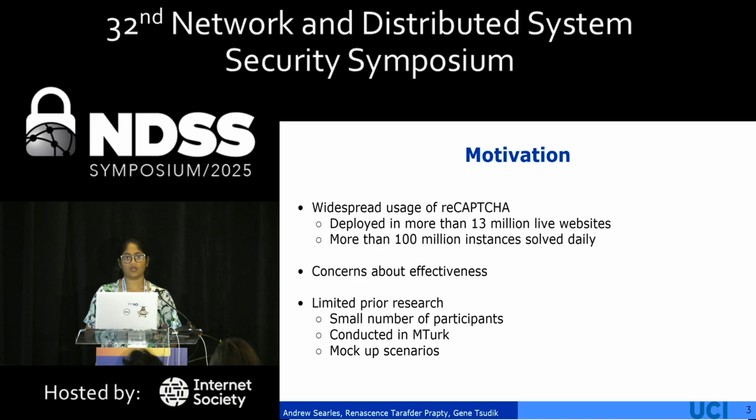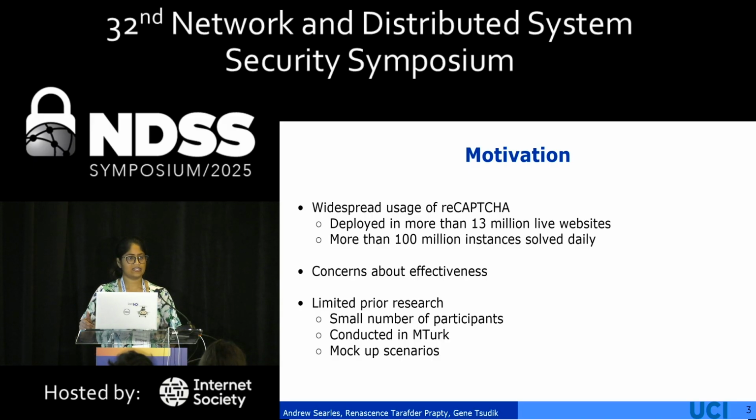Now let's talk about the motivation behind this work. reCAPTCHA is deployed in millions of websites. Every day, more than 100 million instances of reCAPTCHA are solved. Anybody who has solved an image CAPTCHA knows that it is time-consuming and annoying. Moreover, there are successful attacks against CAPTCHA. Here, by successful attack, we mean that CAPTCHA could be solved automatically without human involvement.